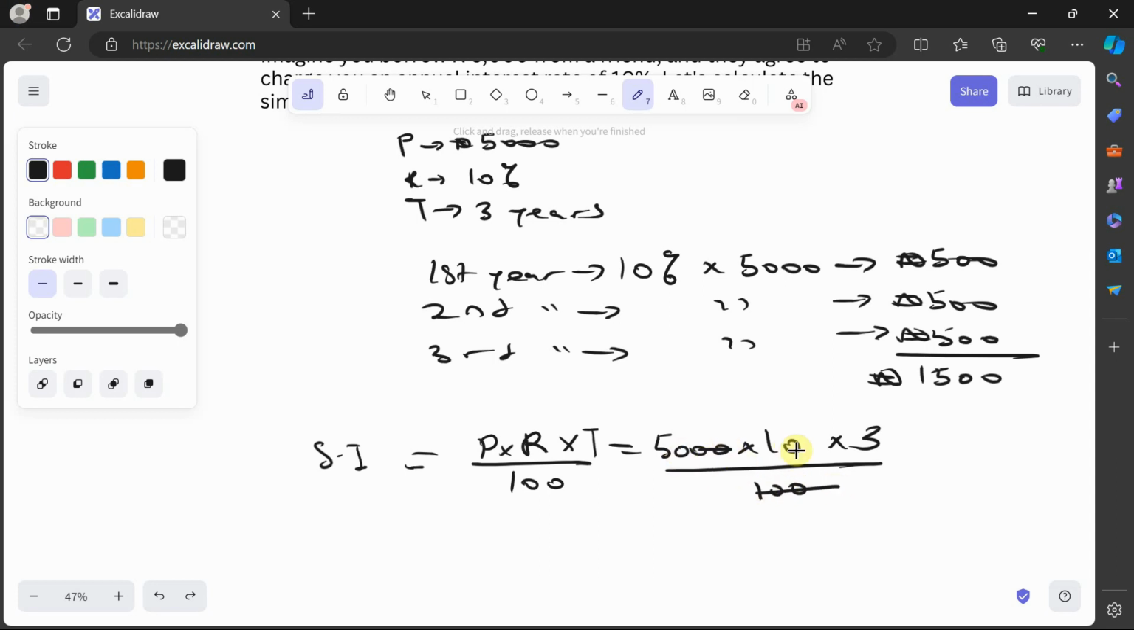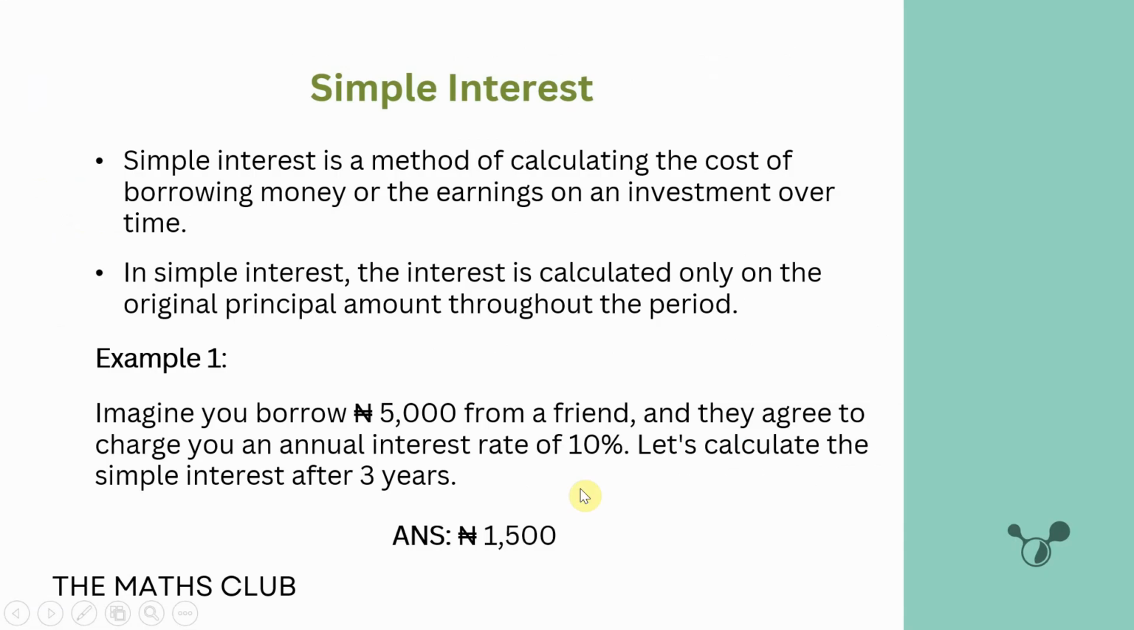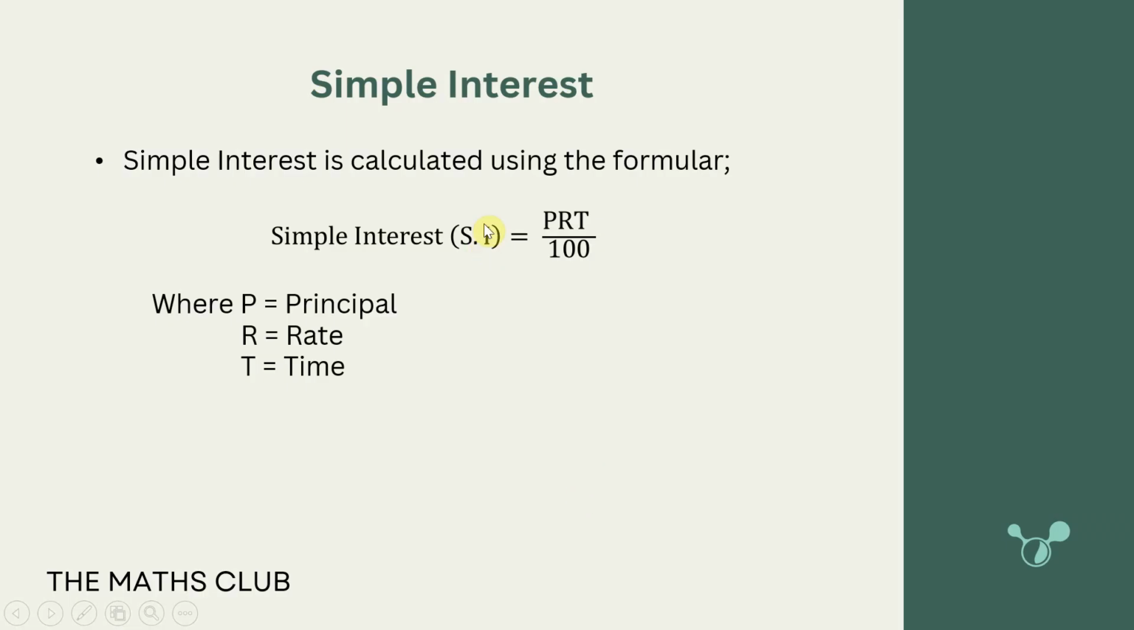50 times 10 is 500, 500 times 3 is 1,500. So the same results, but in a more compact way. Let's see if we're correct. Great, so you can see that the amount is 1,500. That leads us to our formula, which we have just proved now.